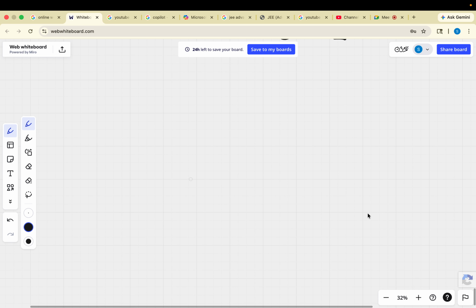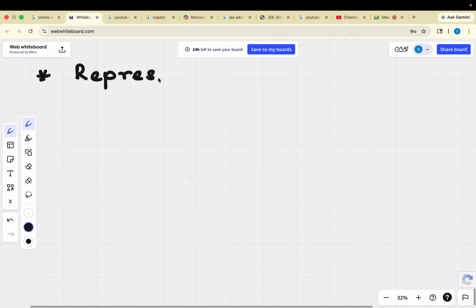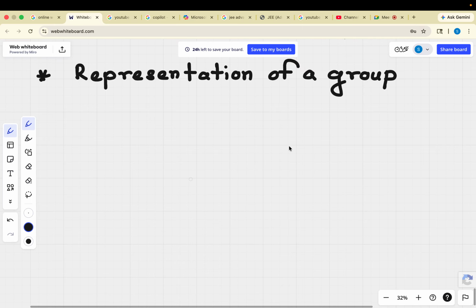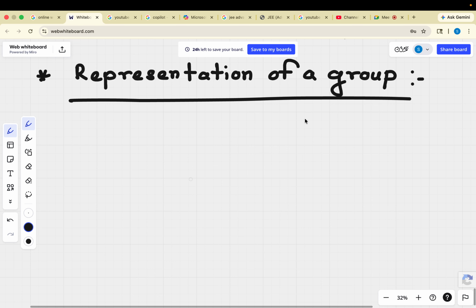Okay, fine. So next we have different things. Now next we have representation of a group. So first of all, give the heading: representation of a group. Now this representation of a group is basically of two types.